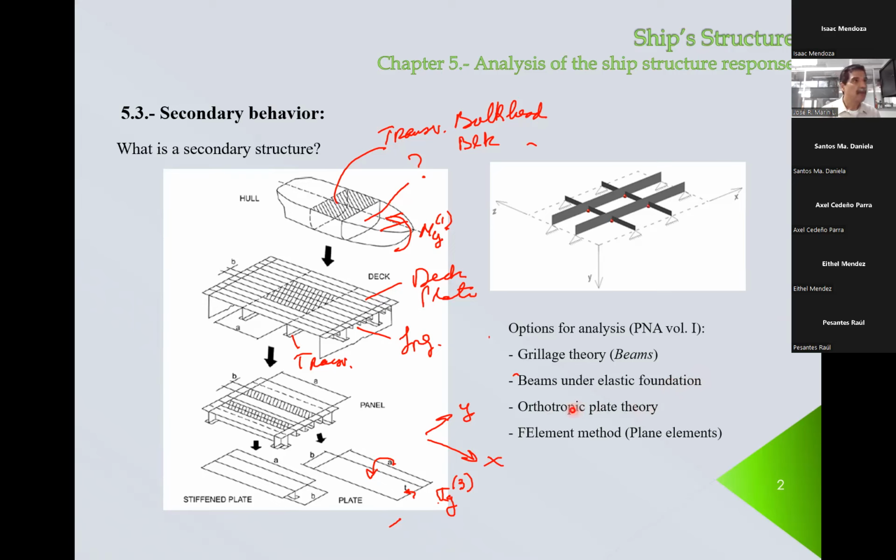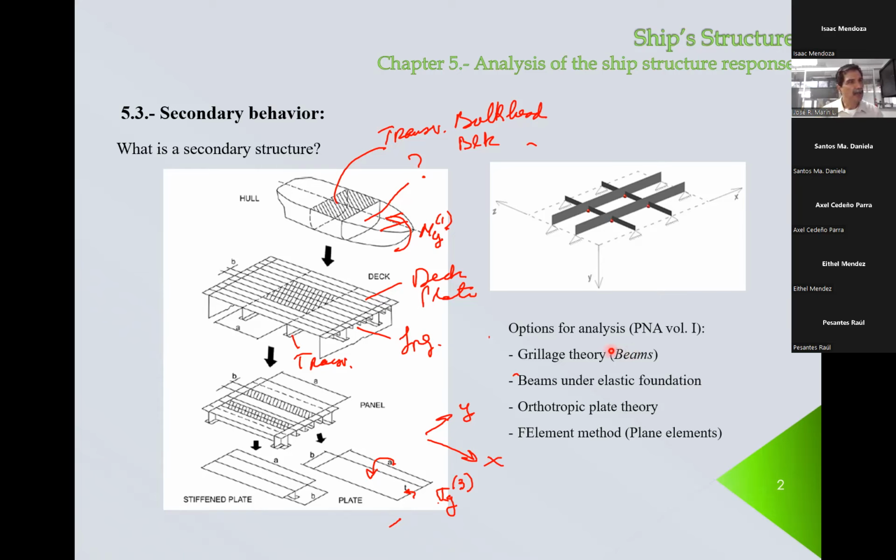Then we have orthotropic plate theory. Okay, so for example, you have in one direction several stiffeners, and in the other direction you have girders, but the inertia of this is different than the inertia of this. So what orthotropic plate theory does is take this difference, the stiffeners and the girders, and calculate some sort of average bending stiffness. Remember the plate bending stiffness.